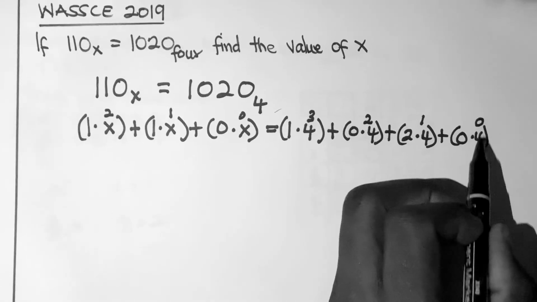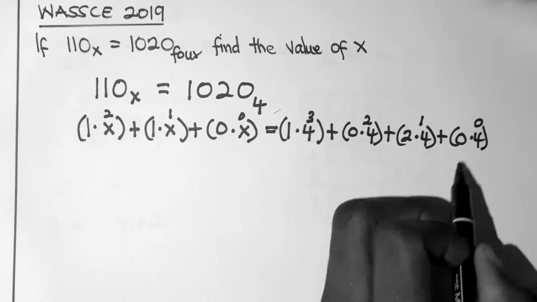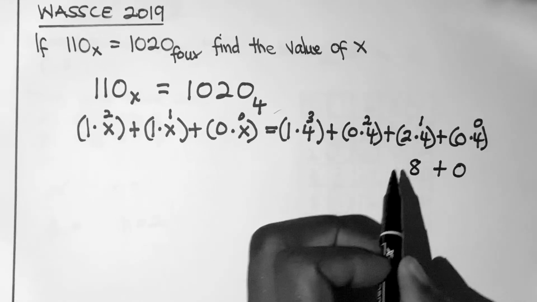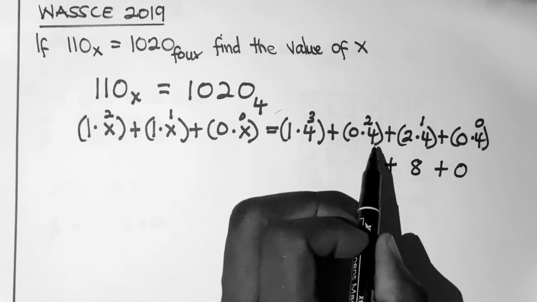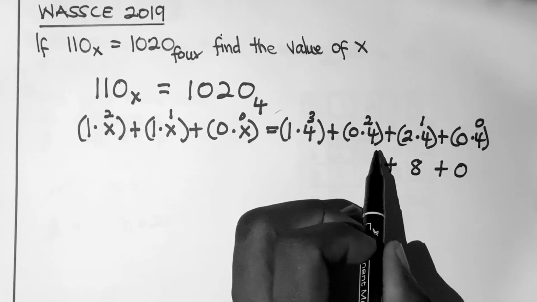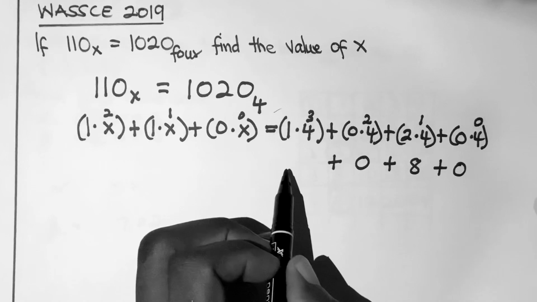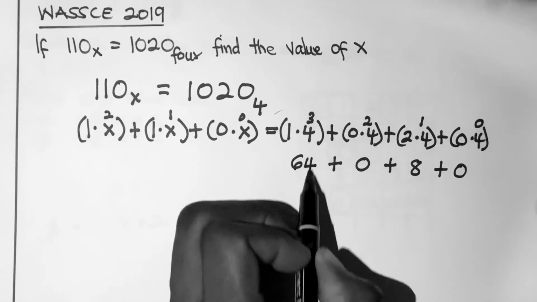So here 4 exponent 0 is 1. 1 times 0 is 0. Then plus 4 exponent 1 is 4, times 2 is 8. Then plus 4 exponent 2 is 16. 16 times 0 is 0. Then plus 4 exponent 3, that is 64.